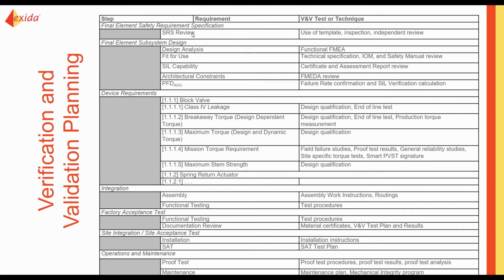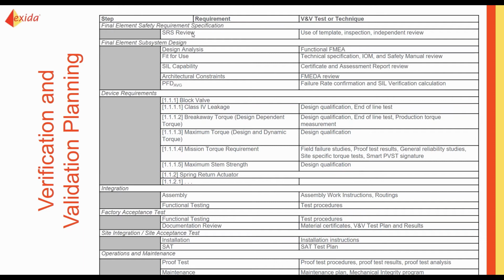For example, what's the requirement we're trying to validate? So we'll start simple and take a final element SRS. What are we trying to validate or verify there? We want to make sure that the SRS is correct. Typical techniques you can use to minimize errors: we're going to use a template, inspect and approve that template, and put it under version control. And every time we fill that out or create a new SRS, we're going to have an independent peer review to confirm that we've captured the right information in that template.